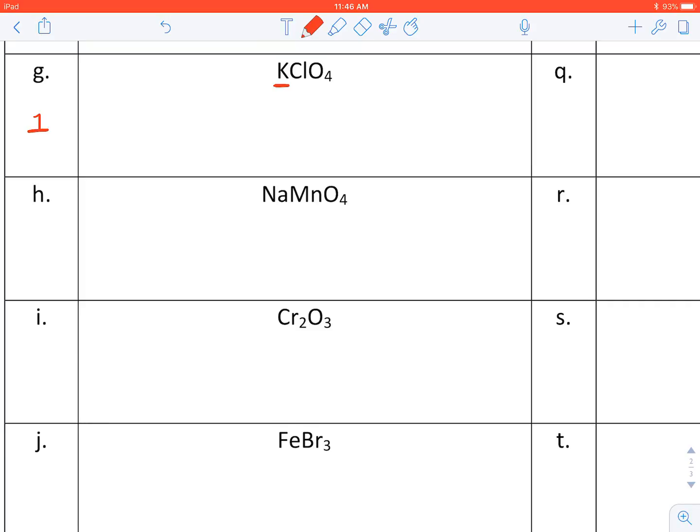All right, so we've got K, which is potassium. And all we have to do is find ClO4 up on the top of our periodic table, and that one is perchlorate.